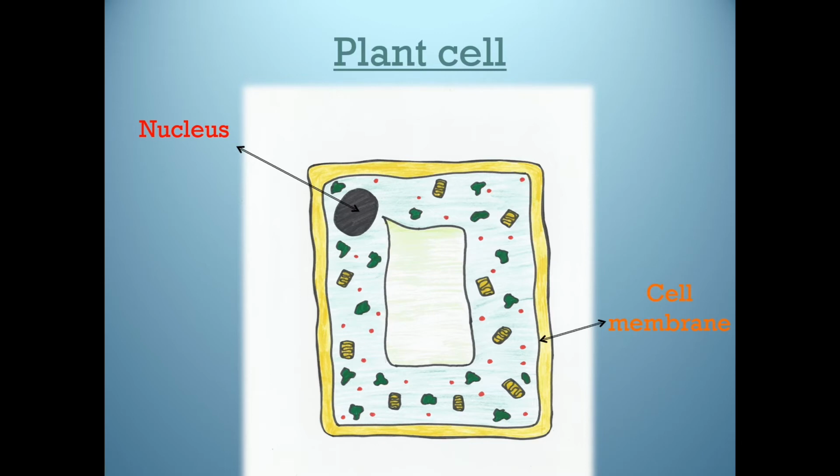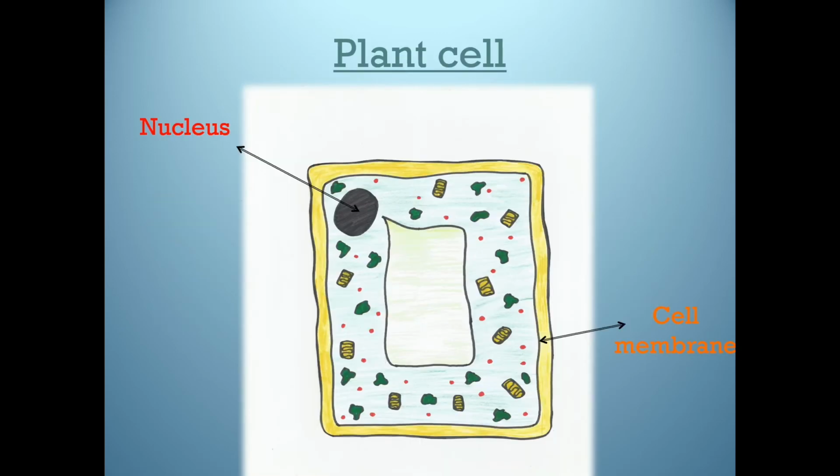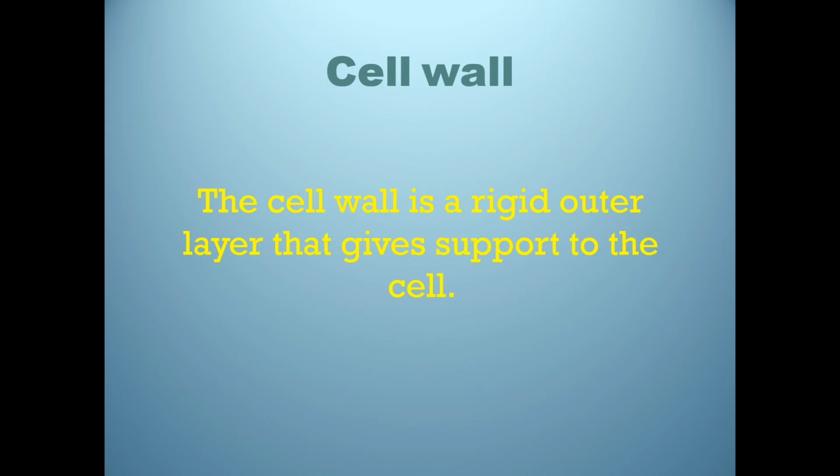Cell membrane. The cell membrane is a permeable outer layer of the cell, through which certain substances pass in and out of the cell. The membrane also helps to hold the cell together. Cell wall. The cell wall is a rigid outer layer that gives support to the cell.